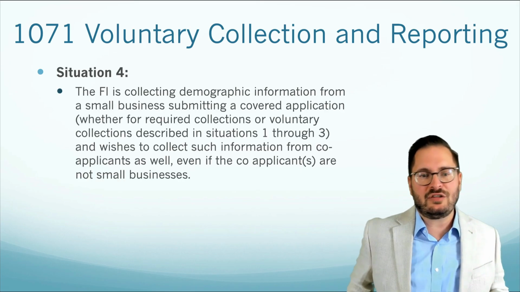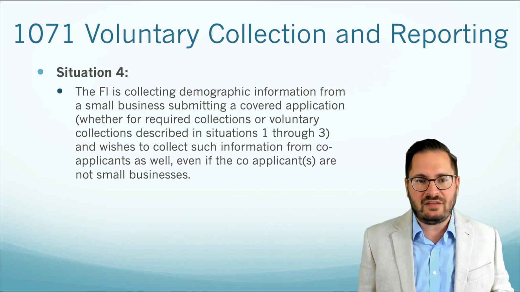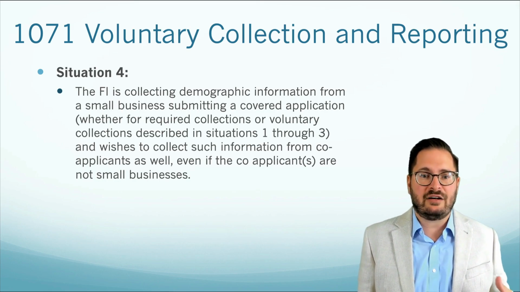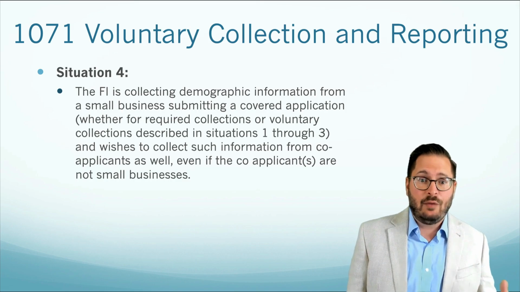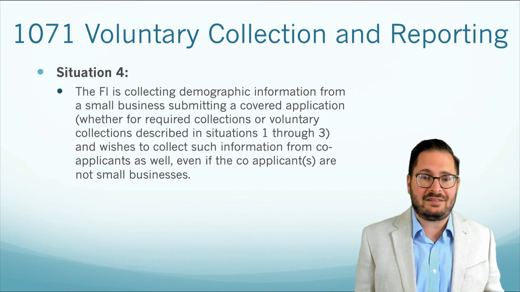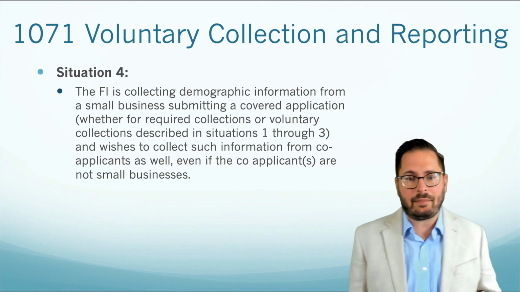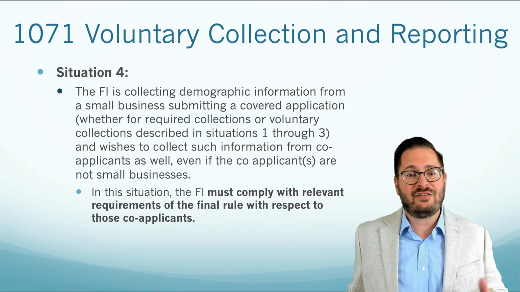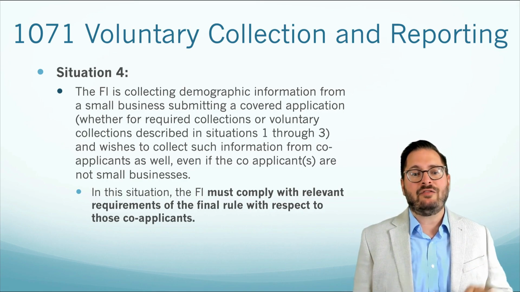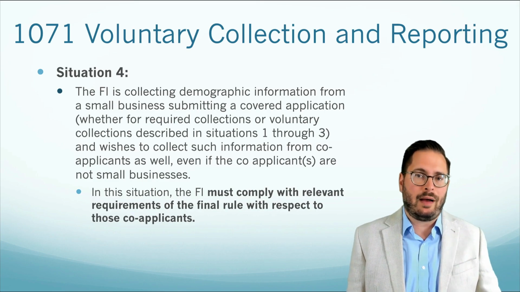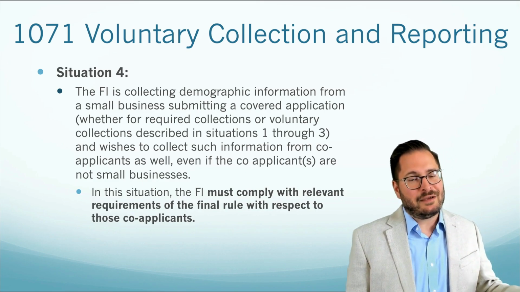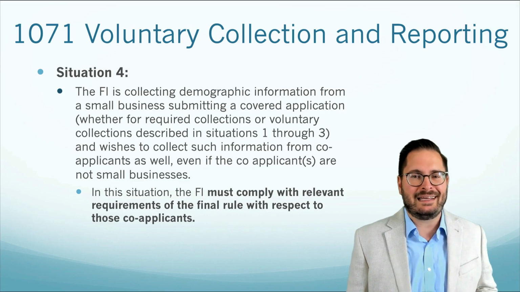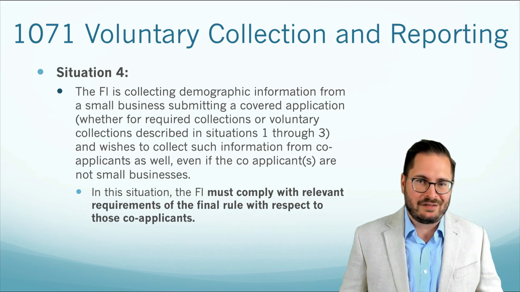Basically, the financial institution is collecting demographic information from a small business, submitting a covered application, whether for required collections or voluntary collections described through situations 1 through 3, and wishes to collect such information from co-applicants as well. So you also want to collect it for co-applicants, even if the co-applicants are not small businesses. In this situation, the financial institution must comply with relevant requirements of the final rule with respect to co-applicants. So if you want to collect information on co-applicants, you have to comply with the rules for co-applicants, which we're not going to get into today because that situation probably doesn't apply to most of you.